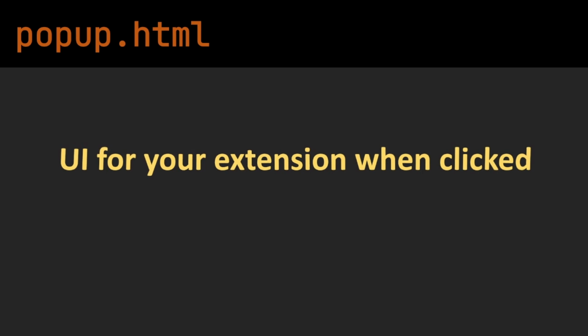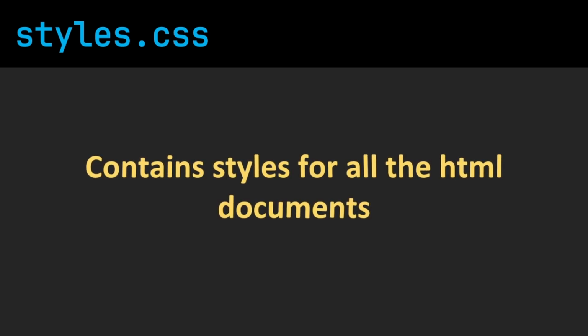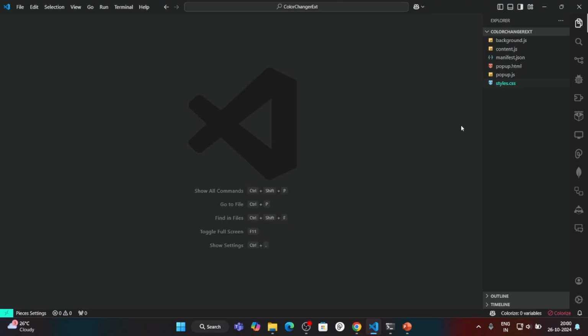The popup.html is the UI for your extension when clicked. The popup.js is the script that handles interactions in the popup.html. So then we have styles.css. So as you may already know, it's basically the styles for all your HTML documents. Now it's time to write some code.